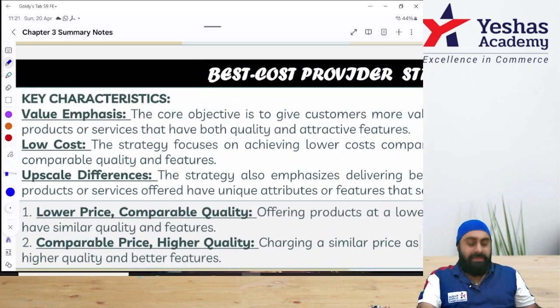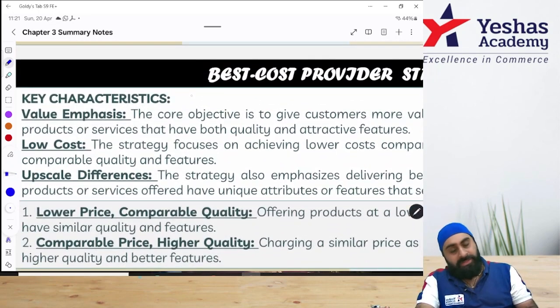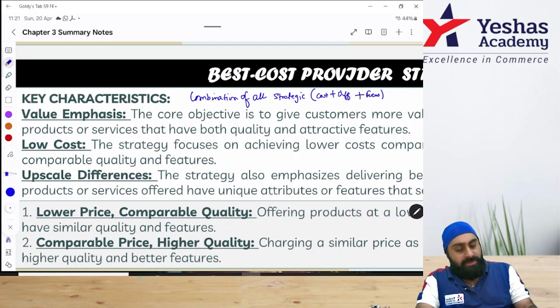Now, what is best cost? Best cost provider strategy is a combination of all strategies, that is the cost leader plus differentiation plus focus together.